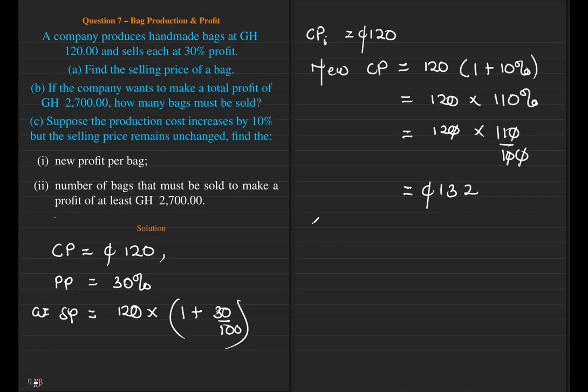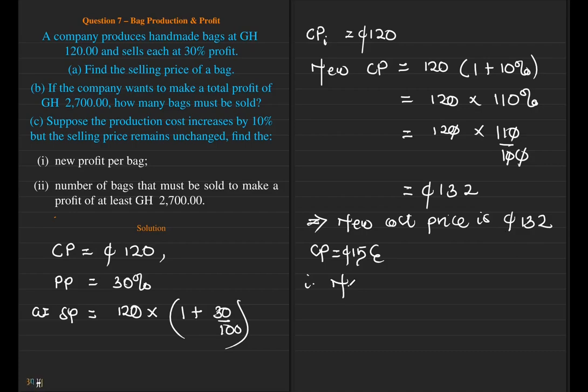So you can say it implies that our new cost price is 132. Now we know the selling price, which we solved for. So our selling price is still 156 cedis. Then our new profit per bag is going to be what? This selling price, which remains unchanged, minus the new cost price.